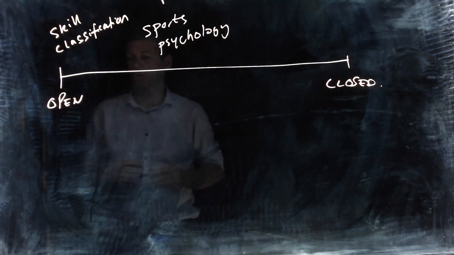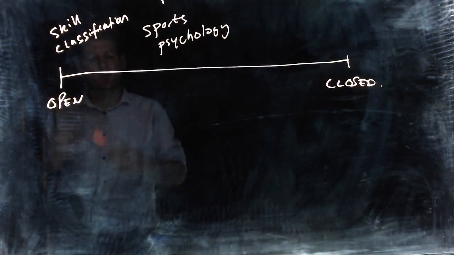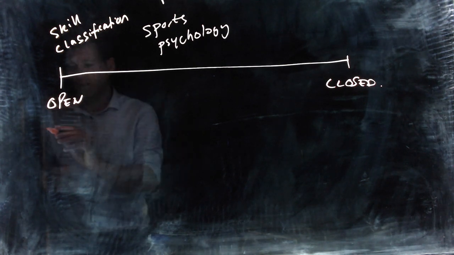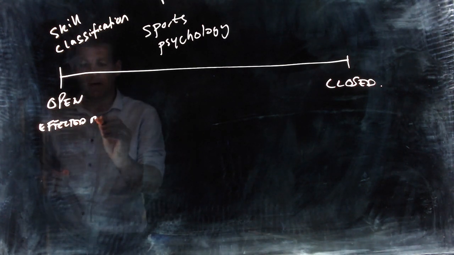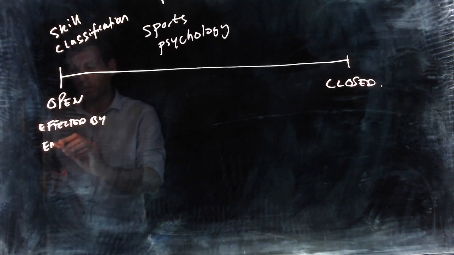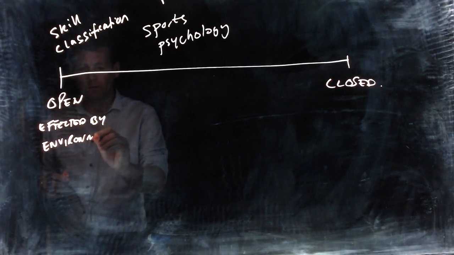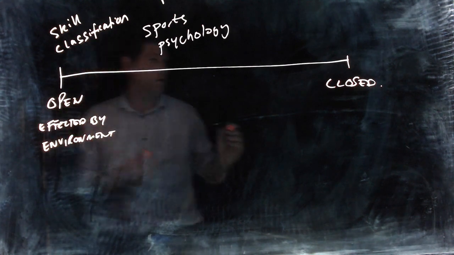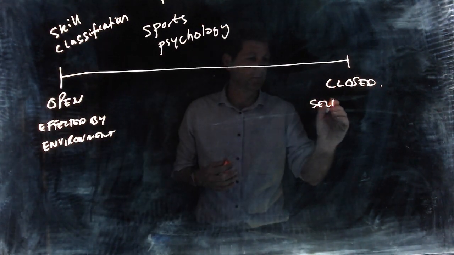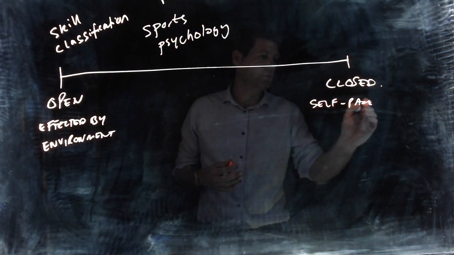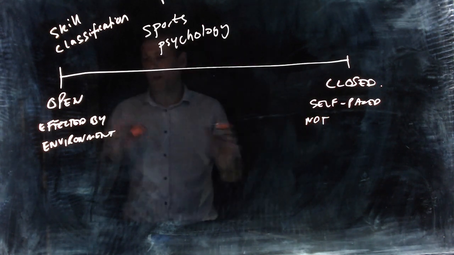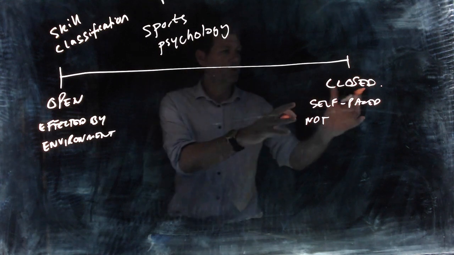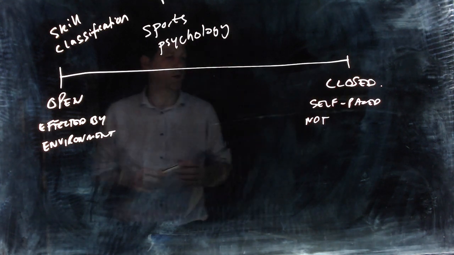Essentially, an open skill is a skill that's affected by the environment. Whereas a closed skill is one that is self-paced and is not affected by the environment. So it's the opposite to the open skill. This one's affected by the environment, this one's not affected by the environment.